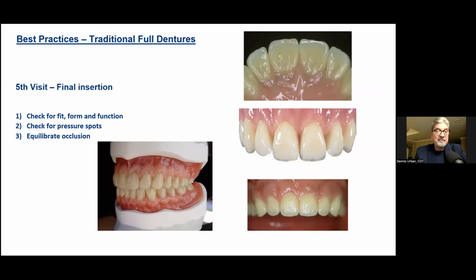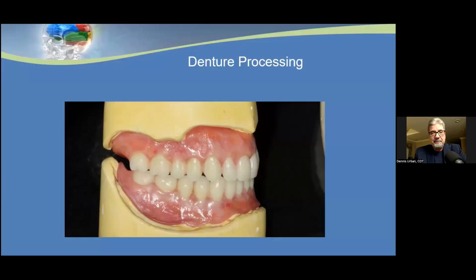Everything looks good. The doctor sends back, said, finish it. We're going to finish. Let's check for fit, form, and function. And the doctor wants to check for pressure spots and equilibrate that occlusion on the final denture.